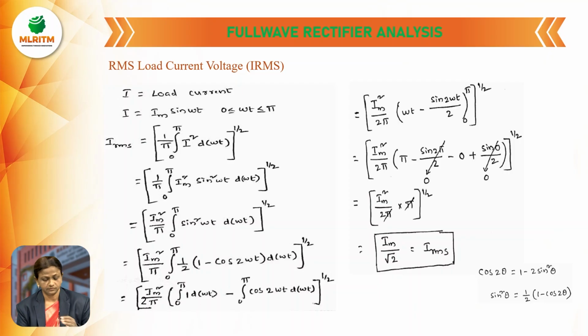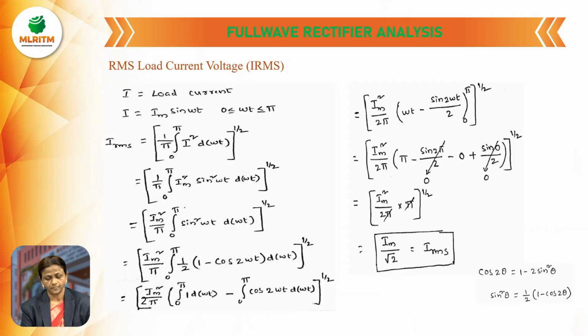Next calculate root mean square value. So IRMS equal to, what is the formula for IRMS value? Root mean square load current value. How can you calculate IRMS value? IRMS equal to square root of 1 by pi integral of 0 to pi Im sin omega t whole square d omega t. Square root is nothing but whole power 1 by 2.